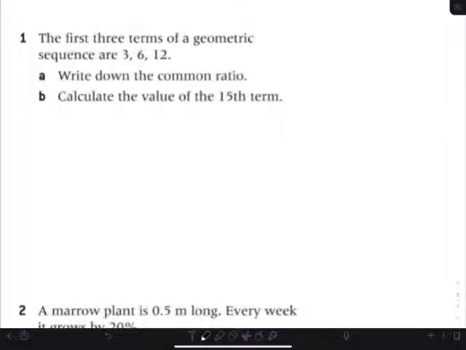So an example here. The first 3 terms of a geometric sequence: 3, 6, 12. Write down the common ratio. Well, what am I multiplying by each time to get to the next term? The common ratio is 2. I could just do that in my head. If you want to show work, it's 6 divided by 3, or 12 divided by 6. That's how I got to it. Don't have to show that work. That's pretty evident.